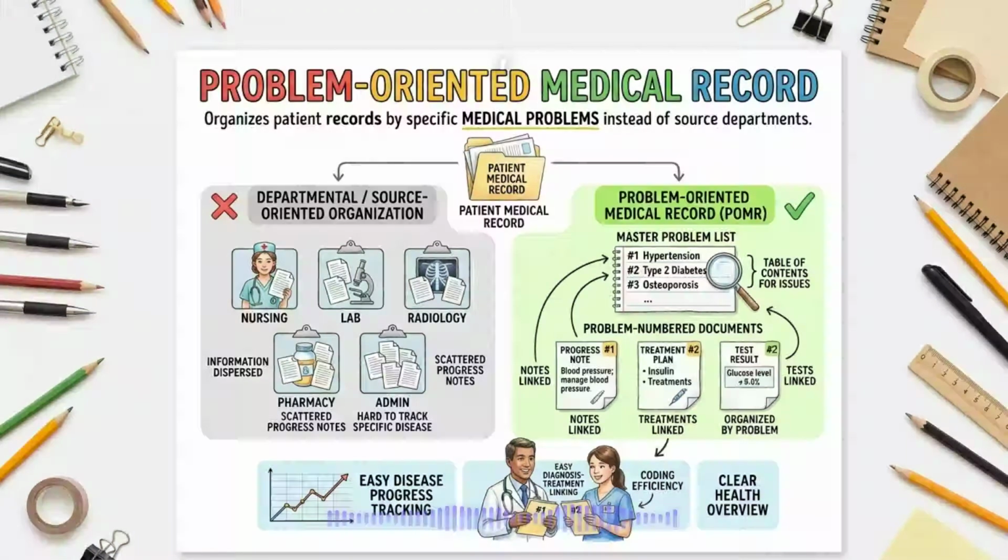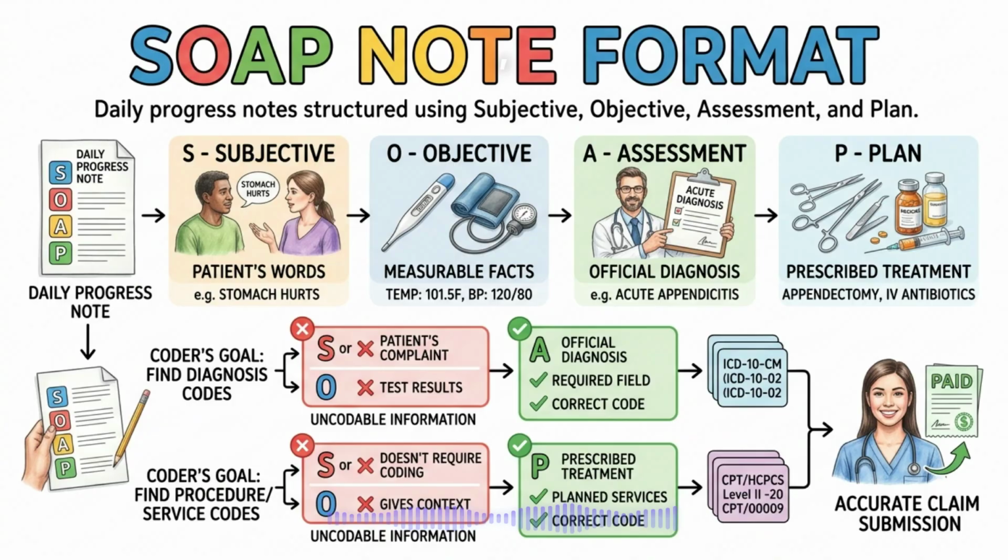This setup makes it incredibly easy for healthcare providers to track the progress of a specific disease. And it helps coders easily link treatments to specific diagnoses. Within the problem-oriented record, providers often write their daily progress notes using a specific format called the SOAP note. SOAP is an acronym that stands for subjective, objective, assessment, and plan.